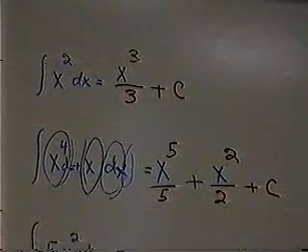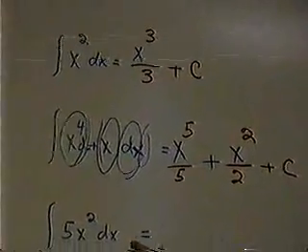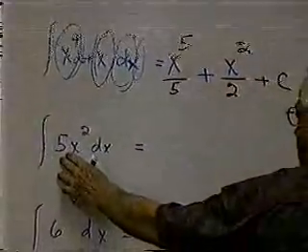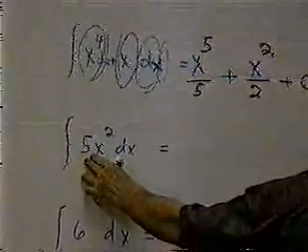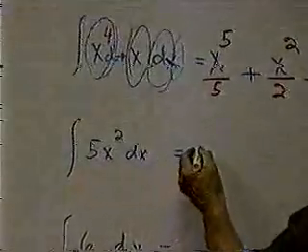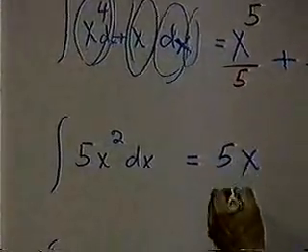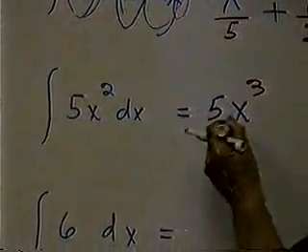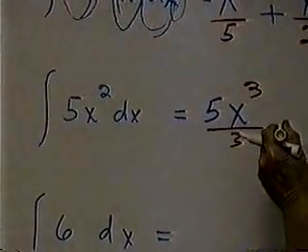All right? Next example. What happens if we have a number in here, a constant? Well, we don't pay attention to that. We simply write that down, and then we do the power rule on the x, plus c.